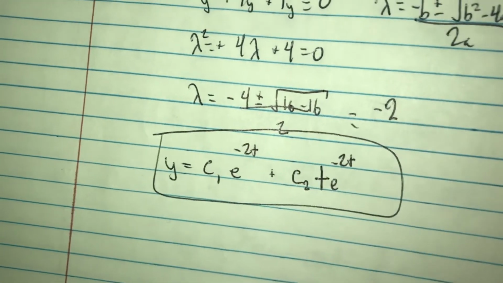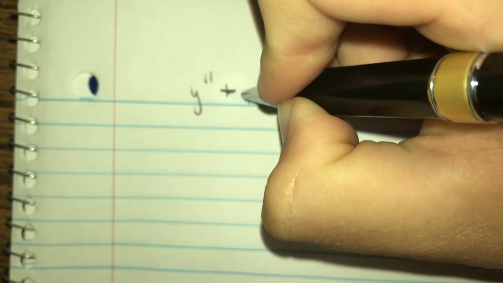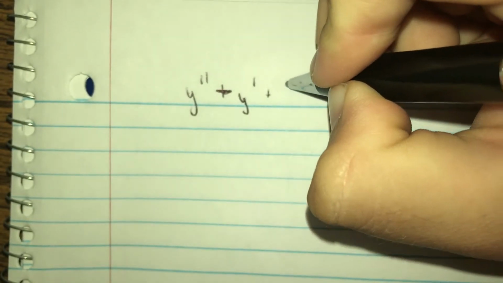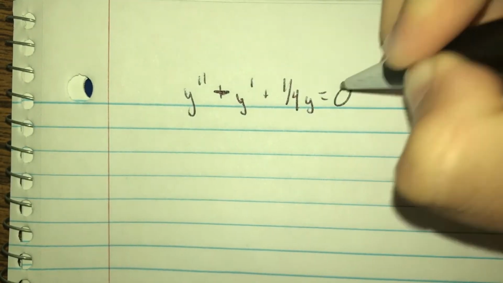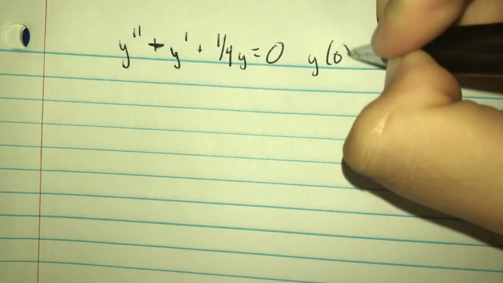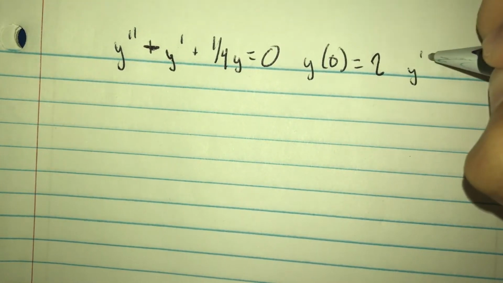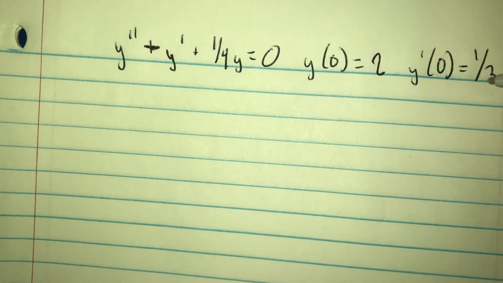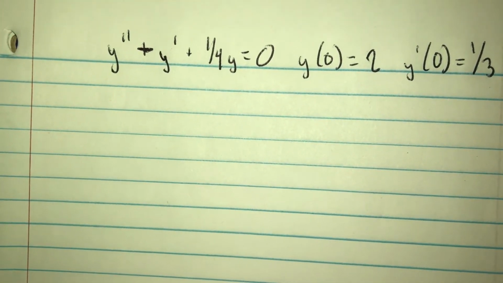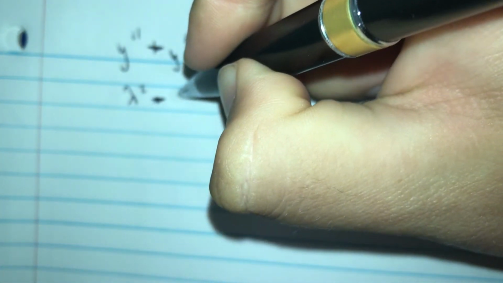With the next problem, we are actually given the initial conditions. So we have y double prime minus y prime plus 1/4 y is equal to 0. We are also given y of 0 is equal to 2, and y prime of 0 is equal to 1/3. So once again, we can do lambda squared minus lambda plus 1/4 is equal to 0.